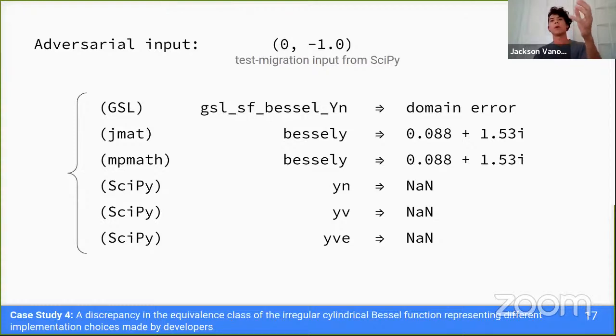Here we see varying support for this portion of the domain. GSL and SciPy do not support this portion of the domain, GSL returning a domain error, SciPy returning nans. And then JMAT and MPMath do support this area of the domain and return a complex number, as would be expected. So this just highlights, again, that even though there's conceptually this notion of a ground truth, and they're all implementing the same continuous analytical function, there are still choices that have to be made when adapting it to numerical libraries.